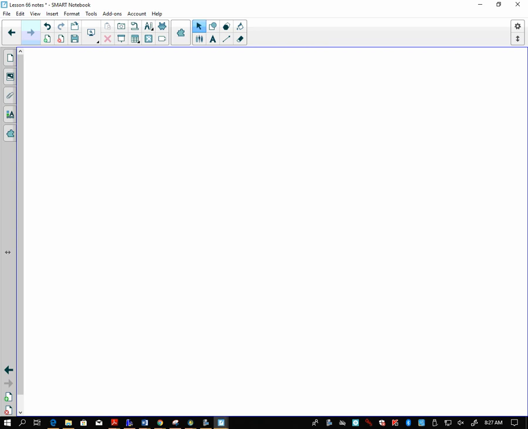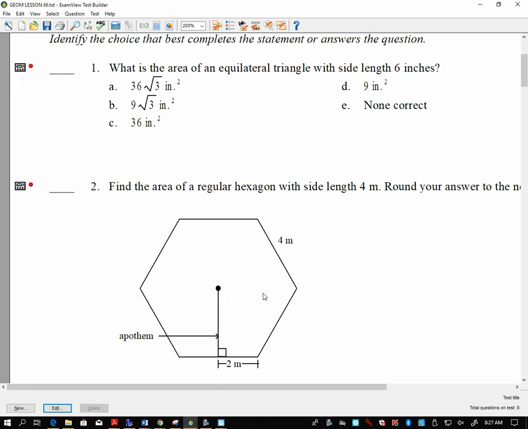At this point, let's go ahead and pull up. We'll try to answer a couple questions, couple practice questions, and then look at some stuff from your homework. Okay, what is the area of an equilateral triangle with a side length of 6 inches?